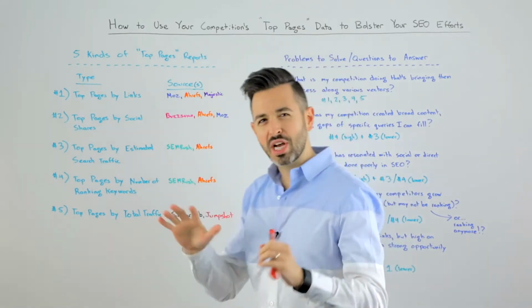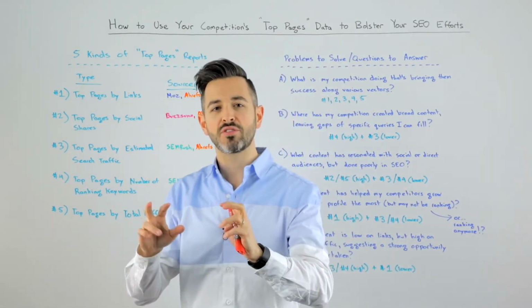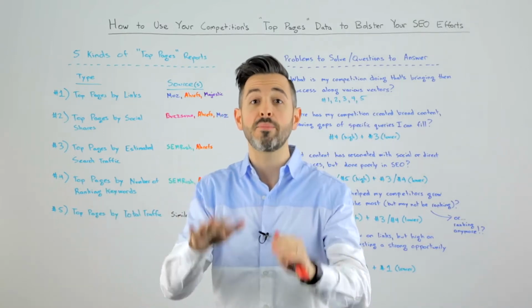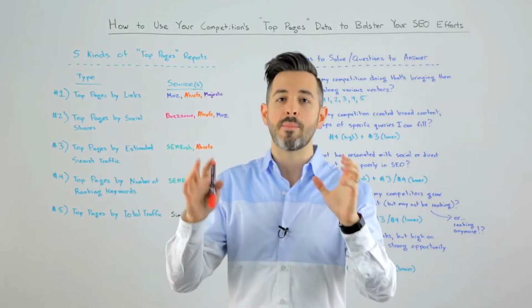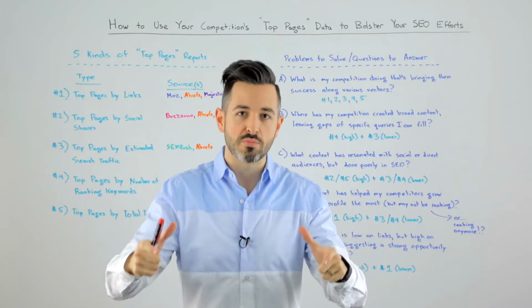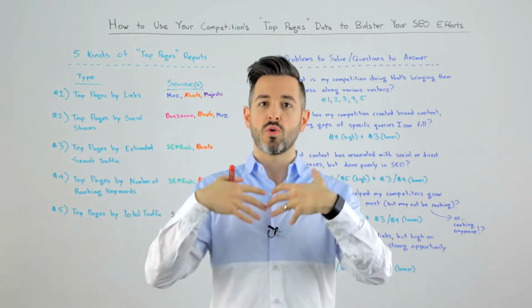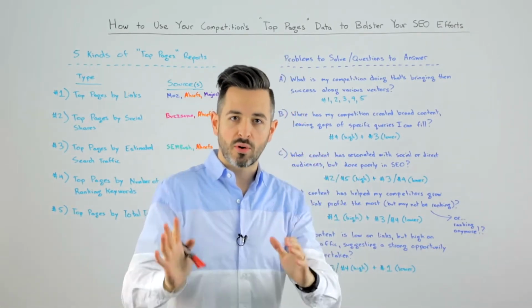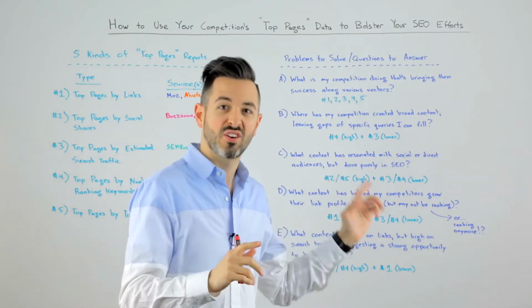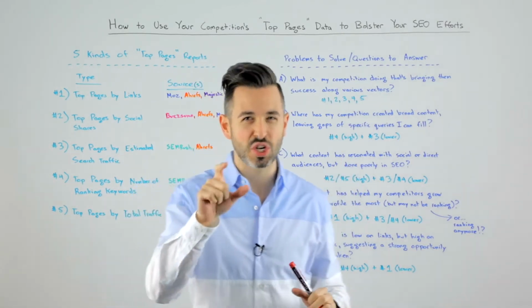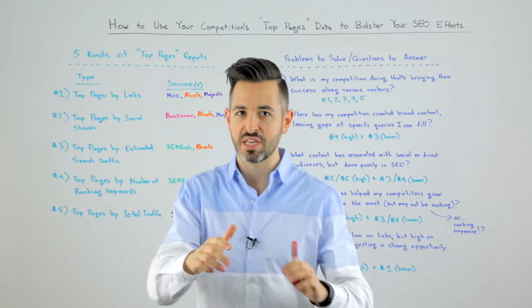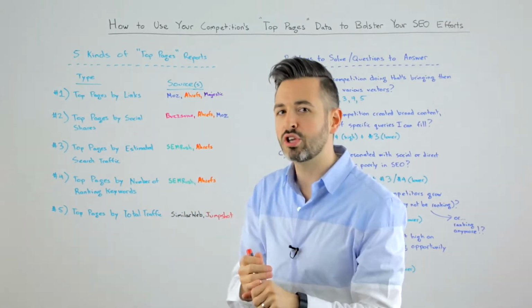This week, we're going to chat about how you can use your competitors' top pages, data from a number of reports from a bunch of different tools about which pages are the most important or highest ranked or most linked to URLs on your competitors' websites in order to boost your SEO efforts. And there's a bunch of cool things that you can do with these beyond the obvious, and I'll walk you through a few of them today.